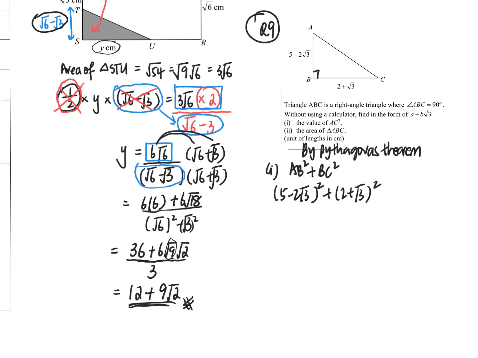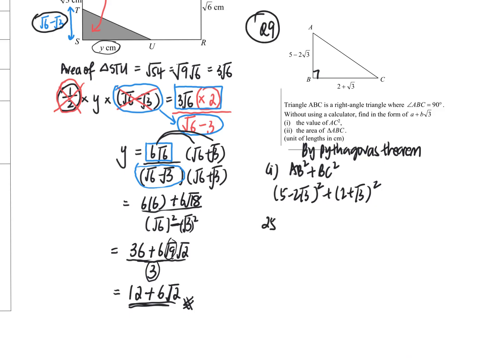Because this is 3. 6 times 3 is 18 divided by 3. Eh? 6, sorry, 6. Wait, this is 6, right? Why is it positive? It's minus. Square root 6 when you square it is 6. Square root 3 when you square is 3. So 6 minus 3 is 3.